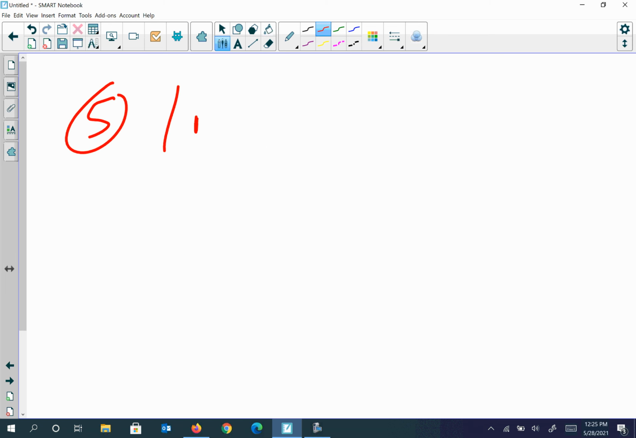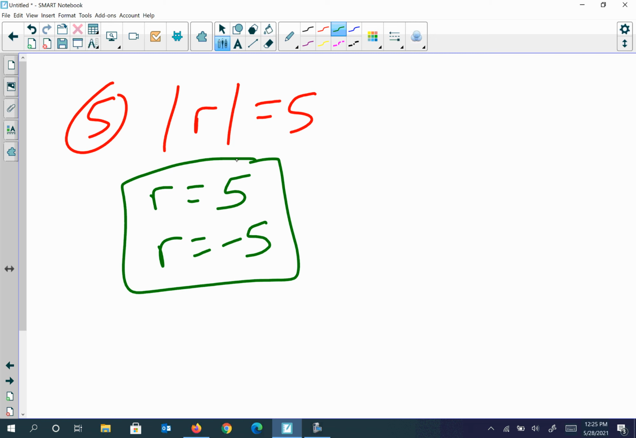Number 5, the absolute value of r is equal to 5. Okay, so because we're talking about absolute value, we're the distance away from 0. So we have 5, and we also have negative 5. Those are both a distance of 5 away from this absolute value. So notice we have alternating signs in that case. If we plugged either of those back in to the original absolute value, it would work out.